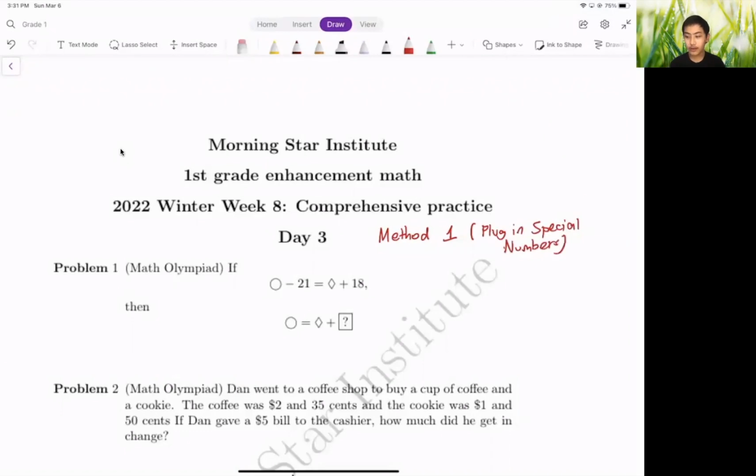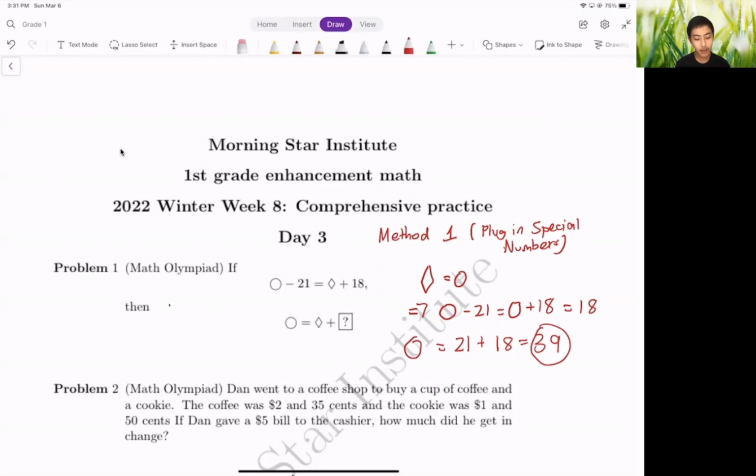So let's start off, for example, let's do diamond is equivalent to 0. Then a circle minus 21 equals 0 plus 18 equals 18. Then a circle equals 21 plus 18 equals 39. Therefore, the answer is 39.